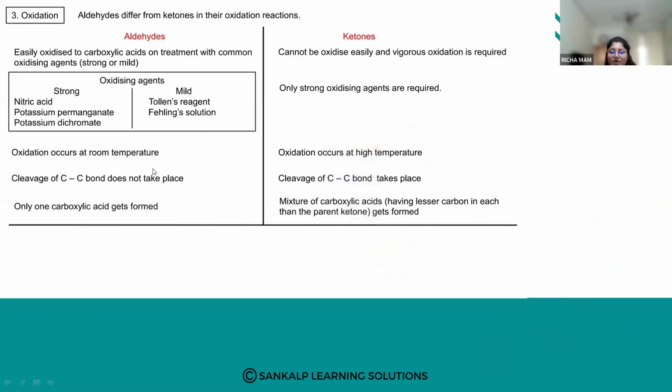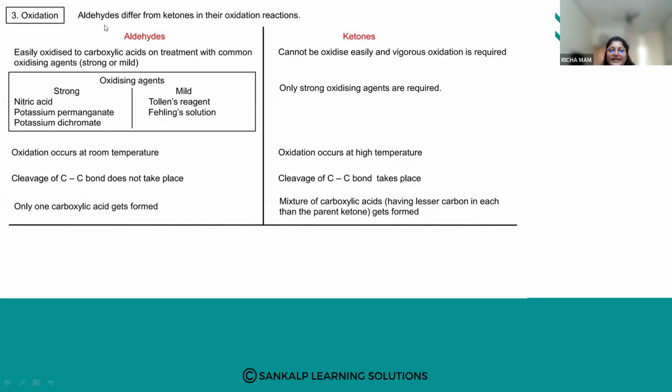Okay, next we are going to see oxidation. What do you mean by oxidation, students? Oxidation is addition of oxygen or removal of hydrogen.